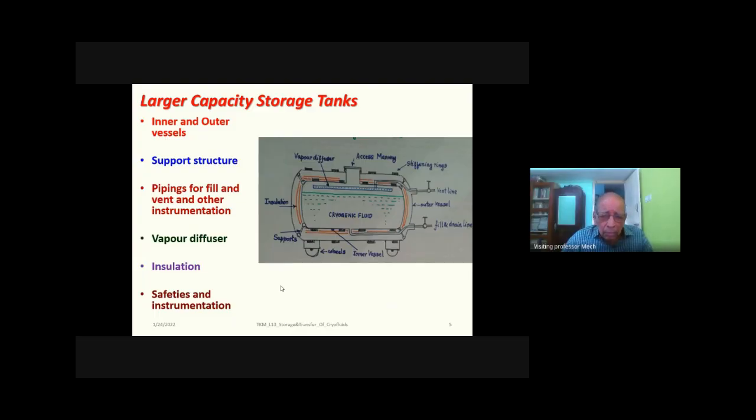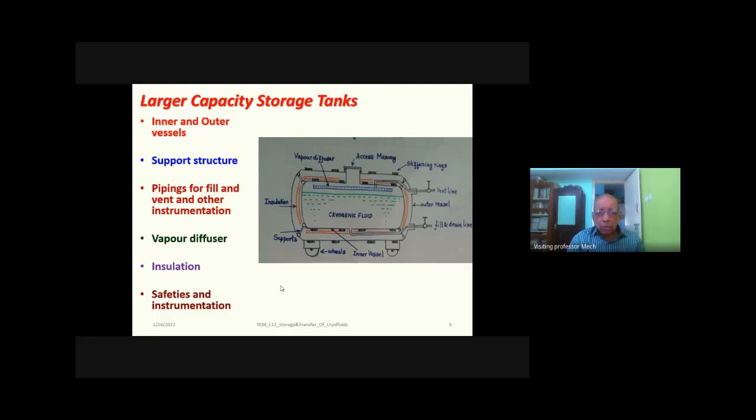Depending on the container size and its utility, one has to choose the right insulation. For example, super insulation can be one of the best insulations that is available for this. So you can use super insulation along with the high vacuum, and with that, you will be in a position to have a good performance of this system.